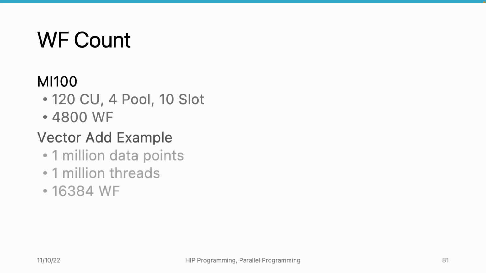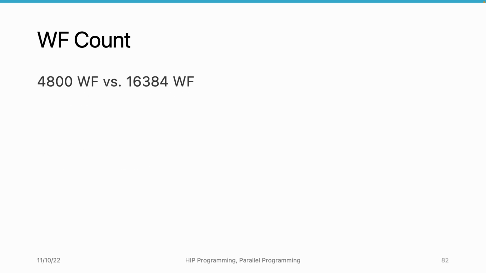Let's consider the vector add example again. Assume we have 1 million data points. That's not a lot of data. Then we may need 1 million threads to execute. Considering that 64 threads form a wavefront, there are 16K wavefronts in each vector add kernel.